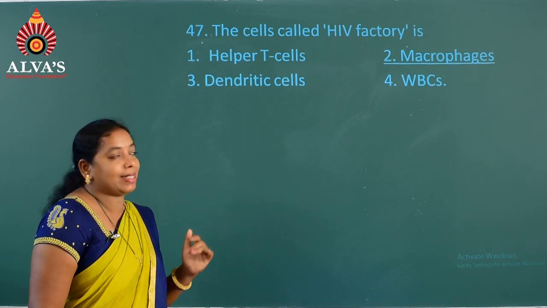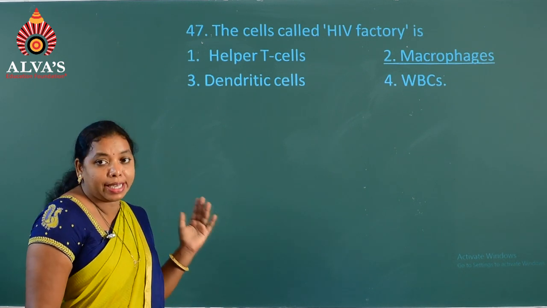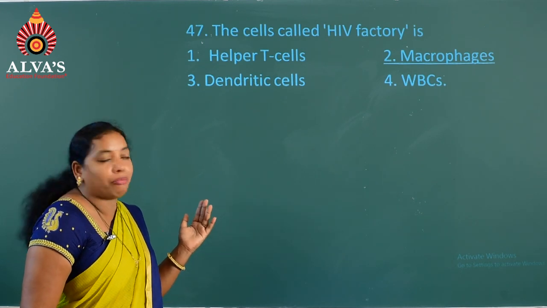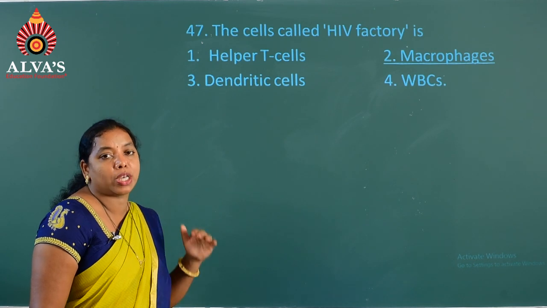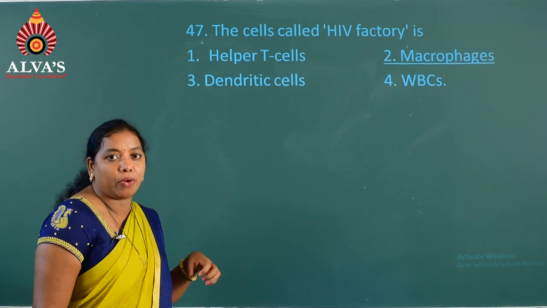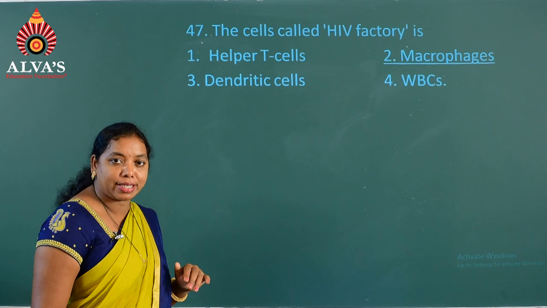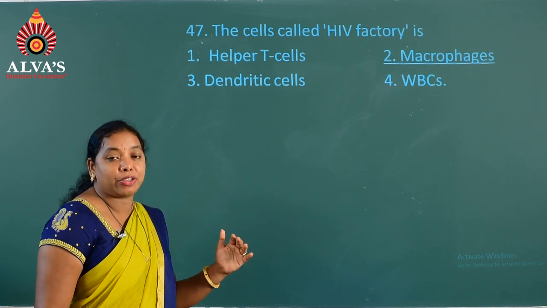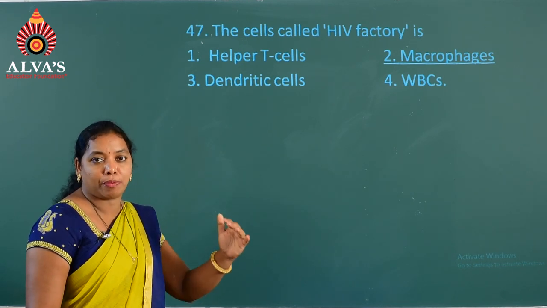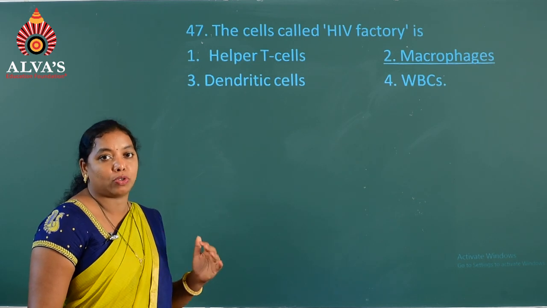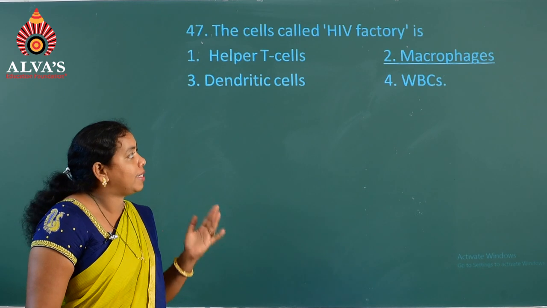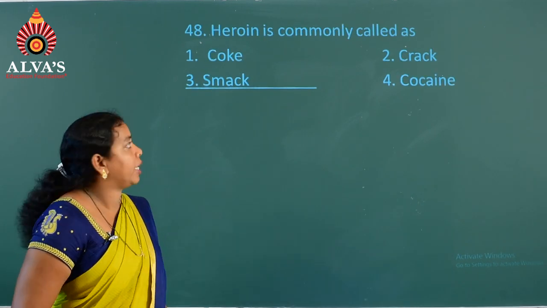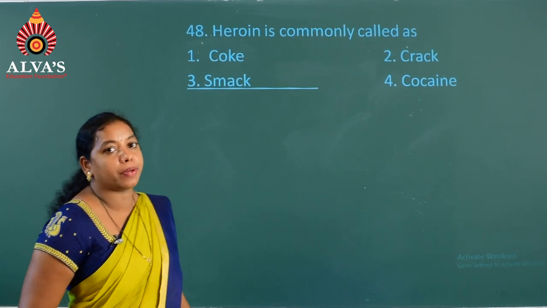So, here we can see that the helper T cells are not the HIV factory. Here the direct answer is macrophages, because whenever HIV enters into our body, it uses macrophages as a site where it can divide and multiply and produce numerous copies. Hence it is considered the HIV factory. So, the answer is macrophages. Moving on to the next question, that is question number 48.